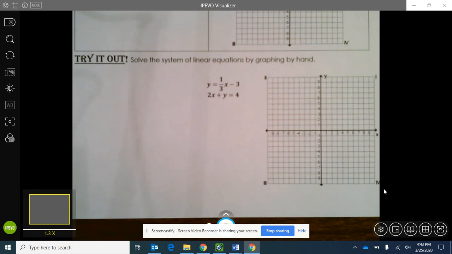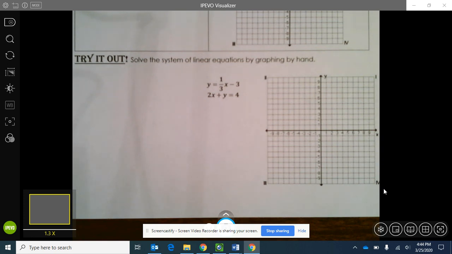So a couple reminders before we do this example problem. Anytime you're graphing, whether it's a system or just one equation, you want to make sure that both equations are in slope-intercept form before you graph. So that means that both equations should be solved for y.